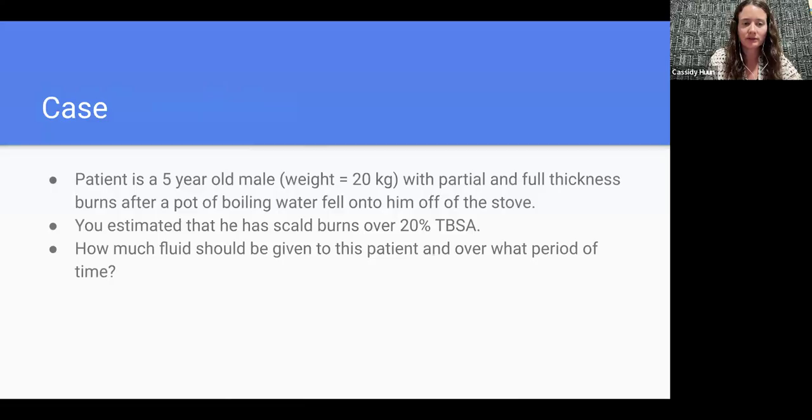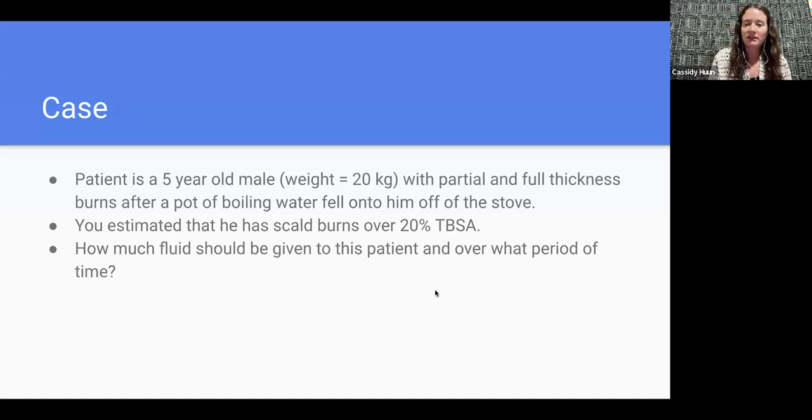So let's walk through with a case. Let's say we have a 5-year-old male. He is 20 kilograms and he comes in with mixed partial and full thickness burns after a pot of boiling water fell onto him while he was grabbing at the stove. You estimate that he has scald burns over about 20% total body surface area. How much fluid should be given to this patient and over what period of time?